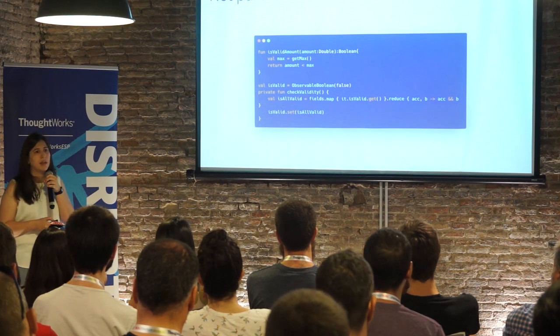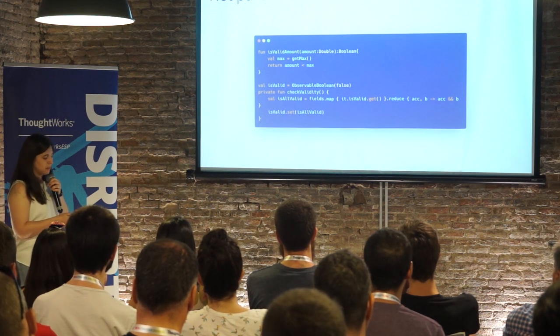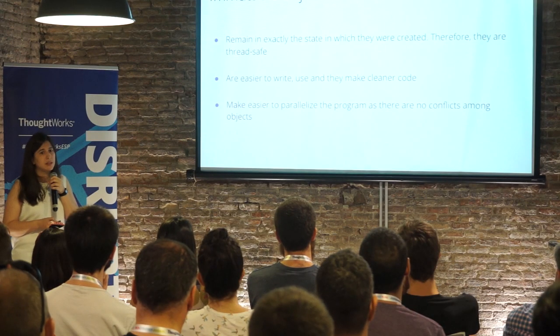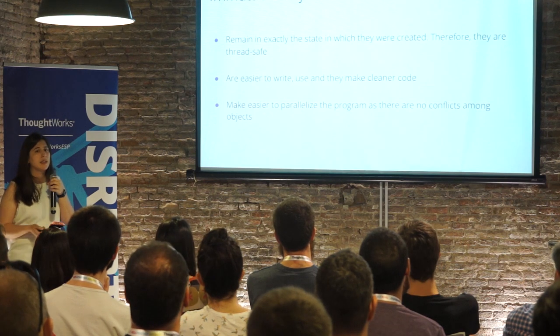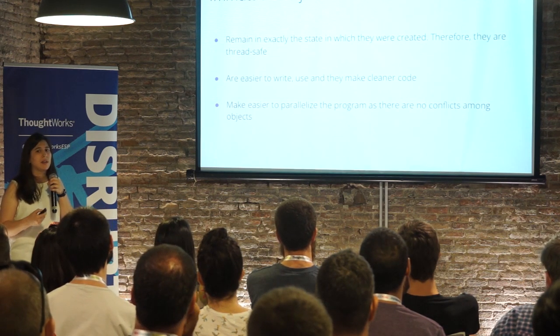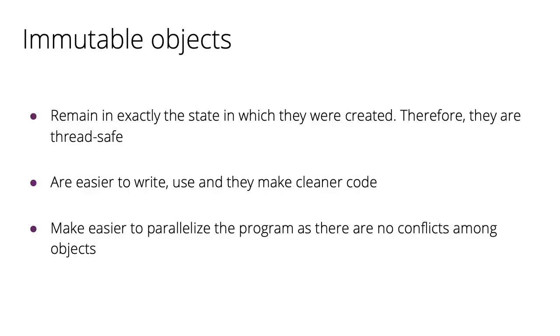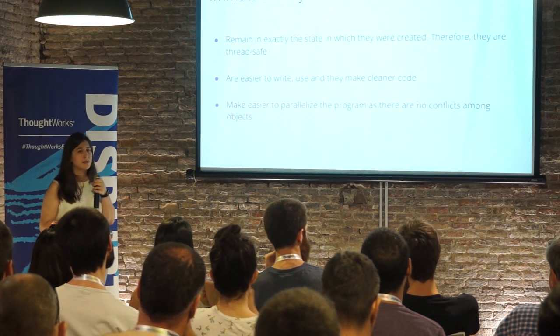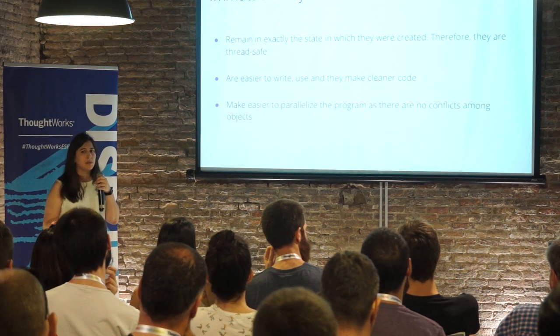And this is going to make a test more complex. Another feature that Kotlin provides is immutability. Immutability is when we instantiate a value and the value remains with the value that we created. And they are easy to write, and they make much cleaner code. And also, it is easier to parallelize programs because they don't depend on each other.